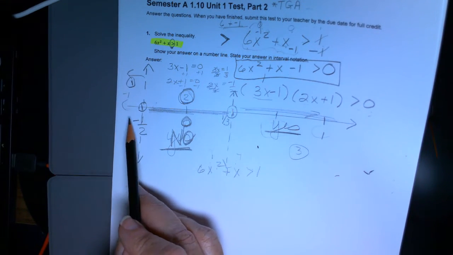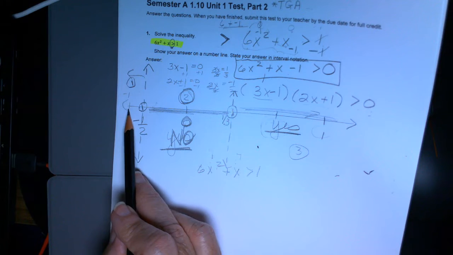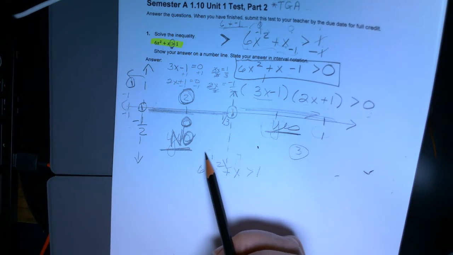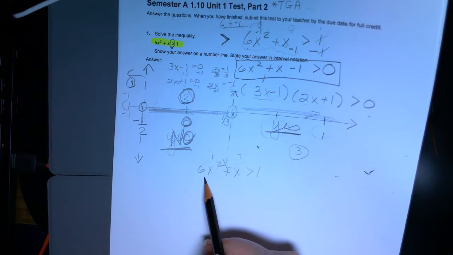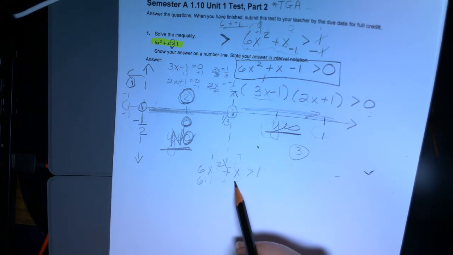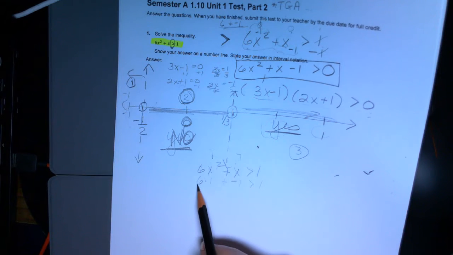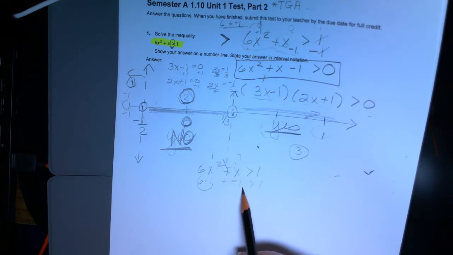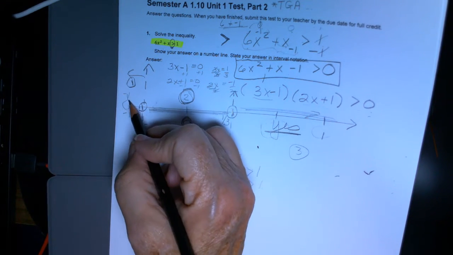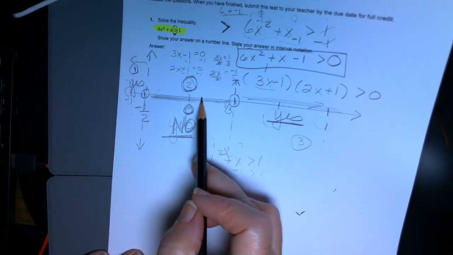We have one more area to check, and it's this area over here. I can pick any number, so I'm going to pick -1. That's easy for me. So we'll go back here. -1 squared is 1, so that's 1 times 6 plus -1. Is that greater than 1? This is 6 minus 1 is 5, so that is true. So I'll say yes. So this area is not part of our solution.